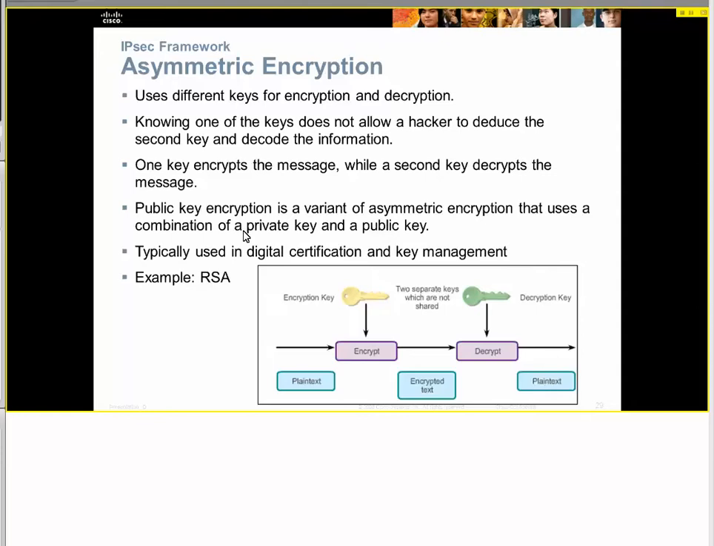Now, by the way, which one of the two do you think is stronger? Public key, public-private, or shared key? Which of the two is considered the strongest? A symmetric key algorithm or an asymmetric key algorithm? Anybody want to take a guess?